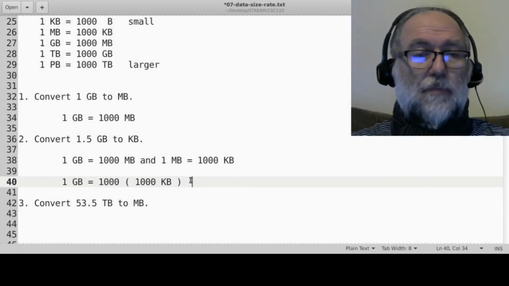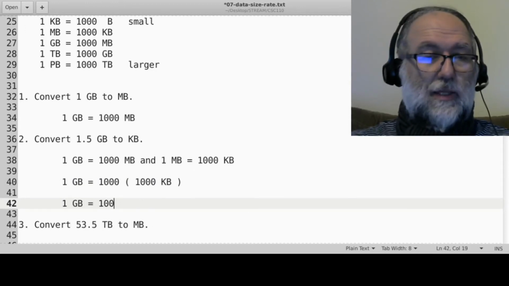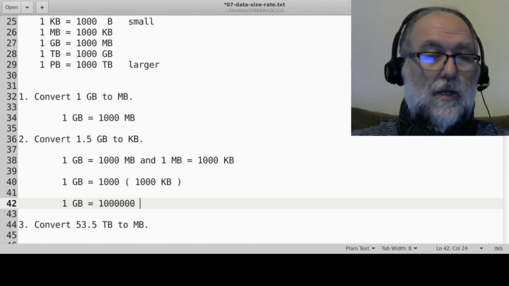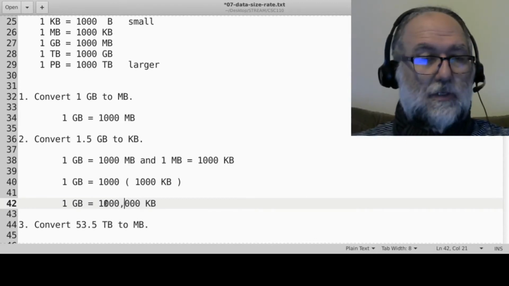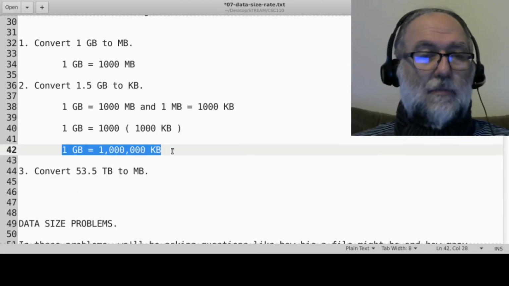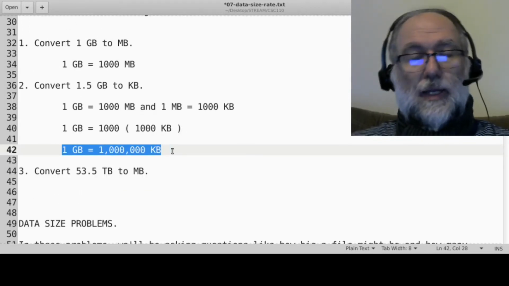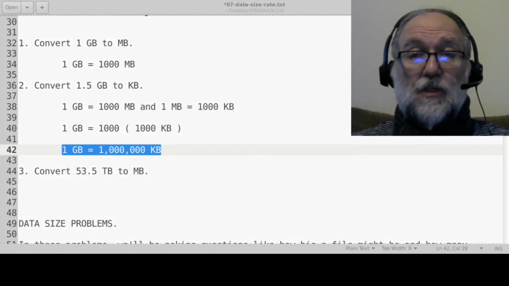Okay, and so if I multiply those out together, what I'm going to get is that 1 gigabyte is equal to 1,000,000 kilobytes, like that. Okay, and let me put some commas in there so it's a little easier to see. All right, and so you can see that now I've got the statement that 1 gigabyte is 1,000,000 kilobytes. We haven't quite answered the question.